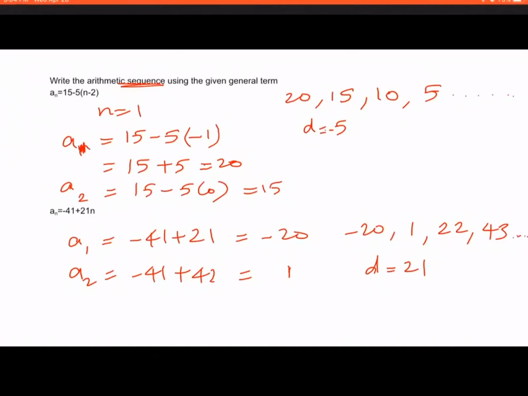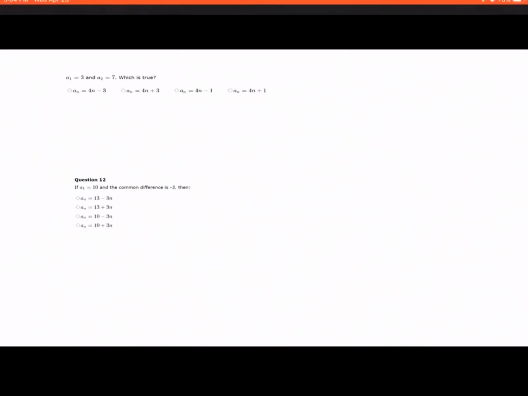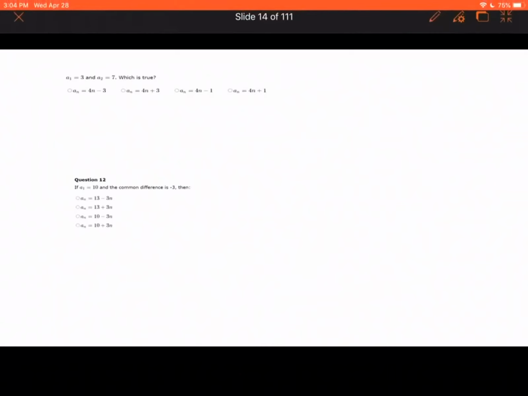This is a very critical problem. A1 equals 3, A2 equals 7, which is true. Okay, they have started writing the formula and they are going to find out how it is made true. Okay, so we will write the formula for this with the provided values.